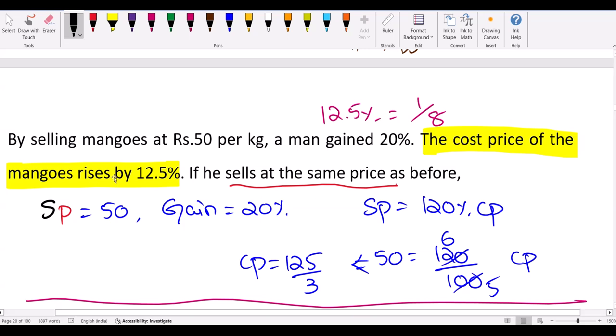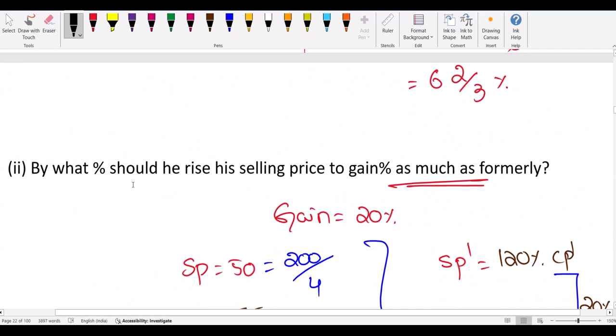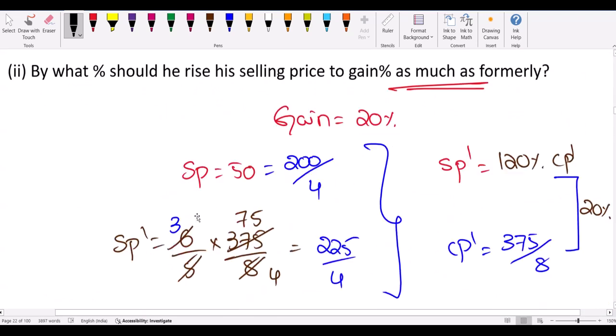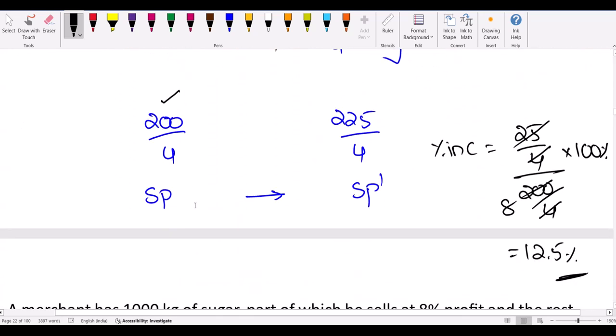Cost price, how much increased here? This yellow one. Cost price increased by 12.5. Now, second question, what we are able to find: to get the same gain percentage, selling price should be increased by how much? After doing all this analysis, we got 12.5. It makes sense as well. When the cost price increased by 12.5, the selling price increased by 12.5, then the same profit will be maintained. Whatever the previous profit, now same, because the effect is same. Here it is increased, this is also increased. Percentage will not change. Good.